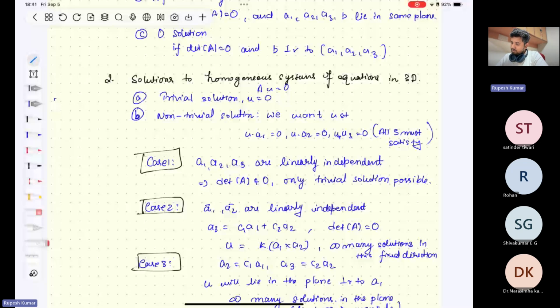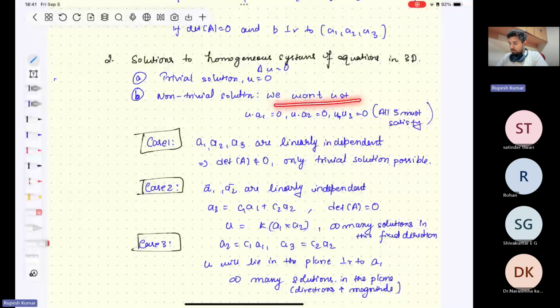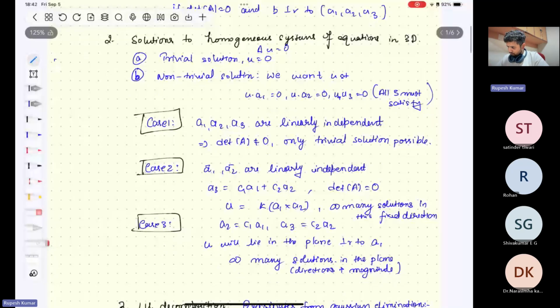For a non-trivial solution, we want u such that u dot a1 equals 0, u dot a2 equals 0, u dot a3 equals 0. Why am I always going back to a1, a2, and a3? Because a1, a2, a3 are column vectors of this matrix A, and we are interested in the space spanned by the column vectors of the matrix. Now, if the space spanned by the column vectors of the matrix is perpendicular to our vector, then you can always find a non-zero u such that AU equals 0, right?